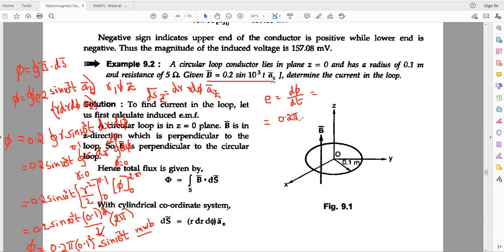0.2 pi and 0.1 whole square sine 10 cube into T. By the dt, it's d by dt with respect to the t we are applying. So the E is equal to, we got as 0.2 into 0.01.